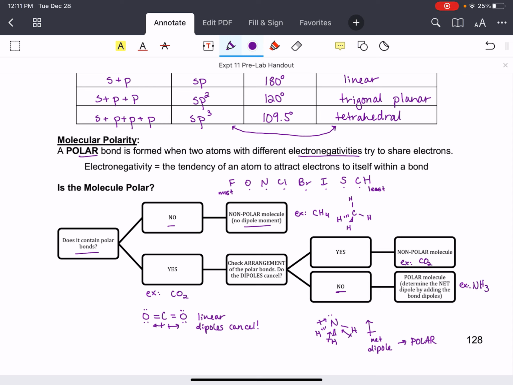So you can follow this flow chart when you're doing your experiment. It will really help to make the models and see, because the arrangement or the shape of the molecule plays a pretty big role. Oops, meant to highlight that, not cross it off. The arrangement plays a really big role in understanding whether or not the molecule is polar.